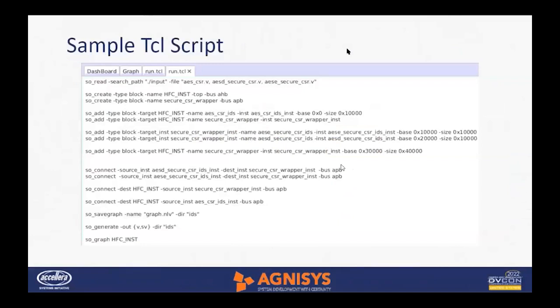So this is how a sample Tcl script looks. There are various APIs such as read, where all the files are read into the system, and create, to create various instances. You can also observe that apart from the APIs, there are several switches which help in capturing more information, such as the size and the parameters, and also the base and the bus information. And then all the connect information between the blocks is given. And finally, the graph is generated.